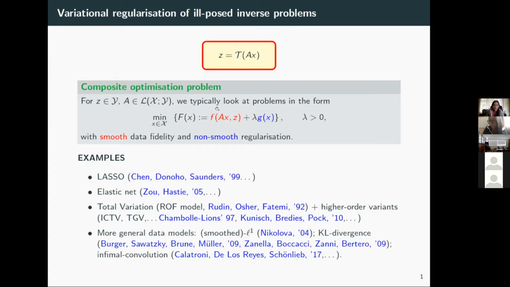I mean, you name it. You can consider, for instance, smoothed L1 models for better dealing with salt and pepper noise, so impulsive noise, Kullback-Leibler divergences whenever you want to deal with Poisson noise modeling, and more complicated data terms and more complicated regularization. This is just to give you an idea of the general form that these problems have.